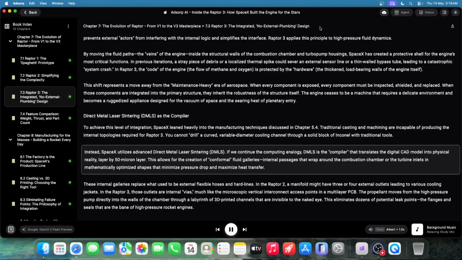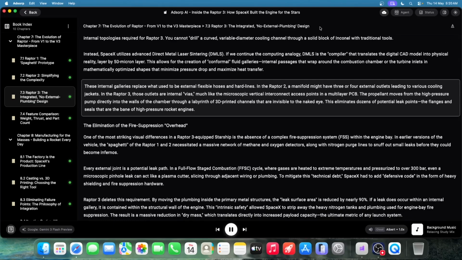If we continue the computing analogy, direct metal laser sintering is the compiler that translates the digital CAD model into physical reality, layer by 50-micron layer. This allows for the creation of conformal fluid galleries, which are internal passages that wrap around the combustion chamber or the turbine inlets in mathematically optimized shapes that minimize pressure drop and maximize heat transfer. And these internal galleries replace what used to be external flexible hoses and hard lines.